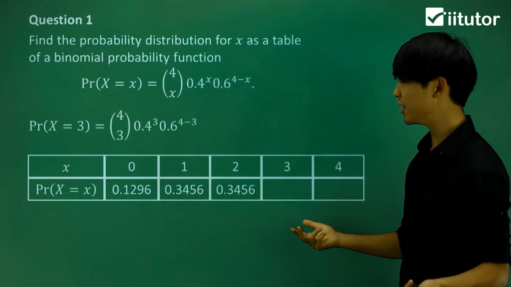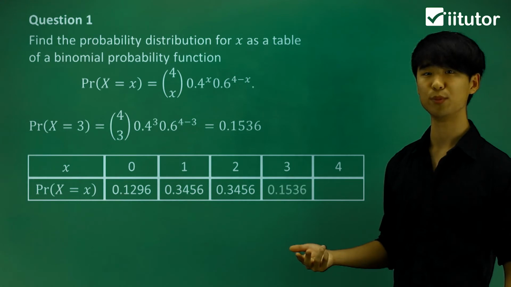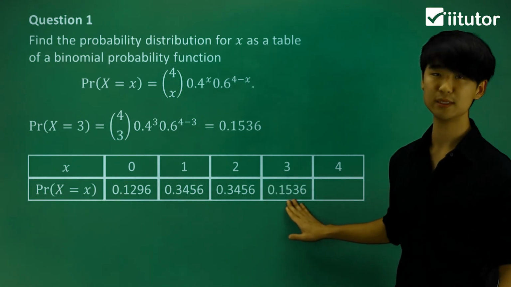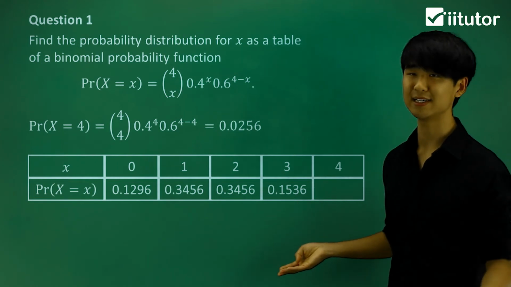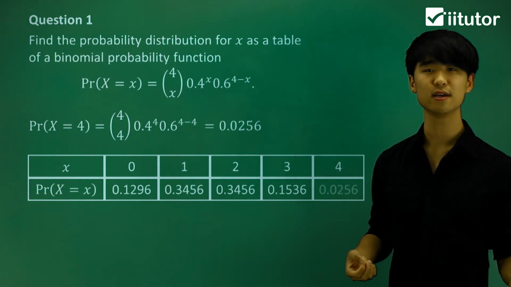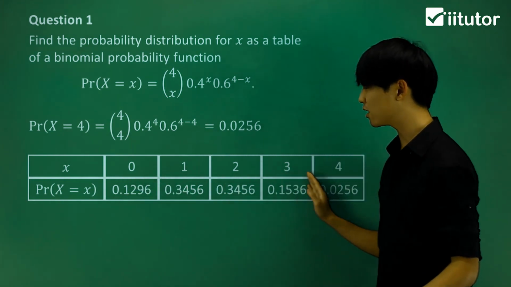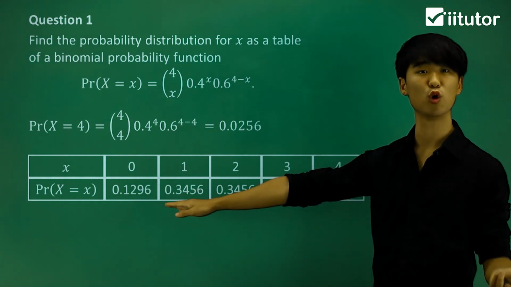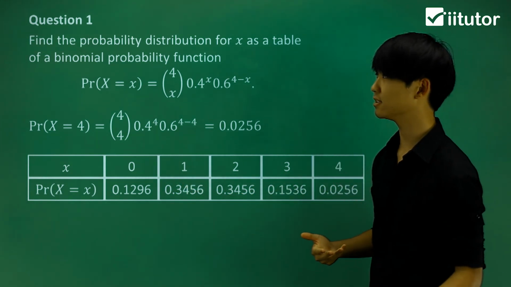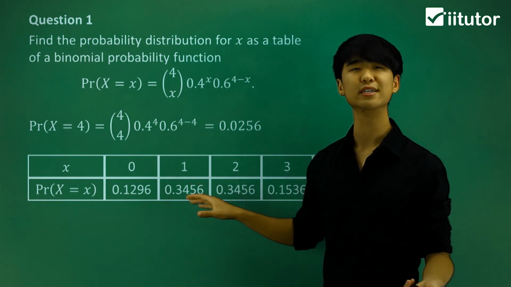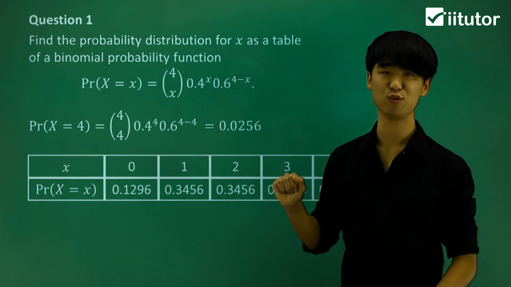So for x equals 3, put in x equals 3, and this will be my probability. And finally, for x equals 4, which is the same as having 4 successes and 0 failures, this is my probability. One thing to also note is that all these individual probabilities should add up to give me a total of 1. So what we've been working on is finding my probability distribution table from a binomial probability function.